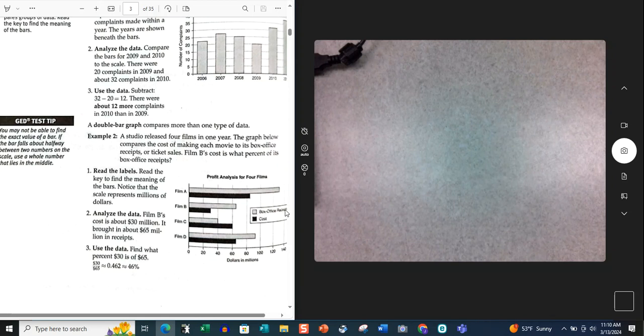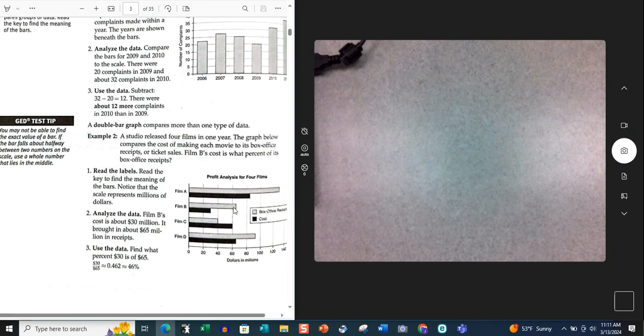Okay, this is box office receipt and this is cost. And then we have this scale here, dollars in millions, and they have the film. So the gray box here is the receipts and the black box is the cost. Analyze the data. Film B's cost is about 30 million. So we go to film B. It's almost a halfway point between 20 and 40, which would make it 30 million. It brought in about 65 million in receipts.